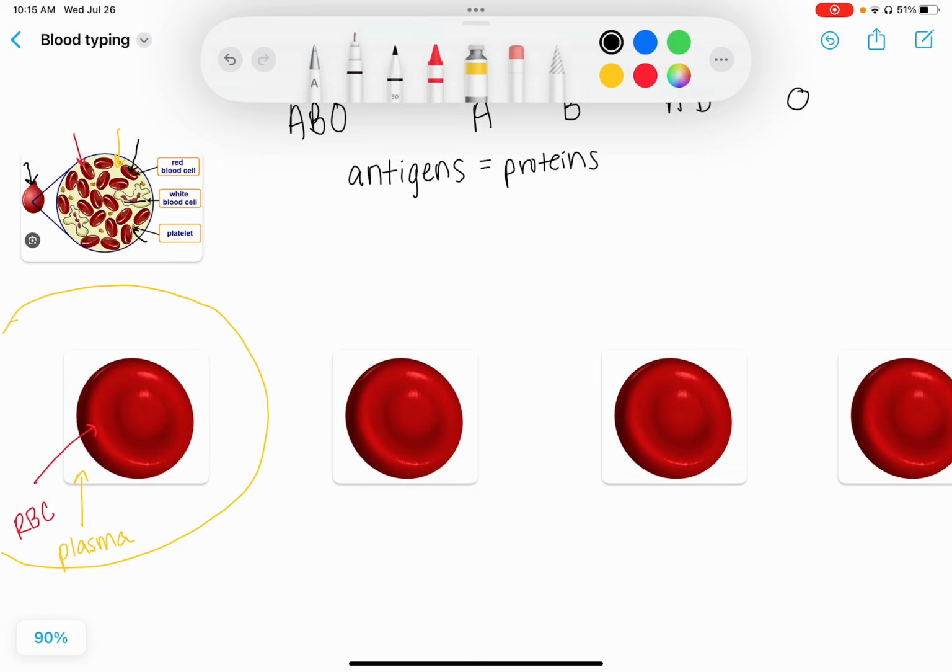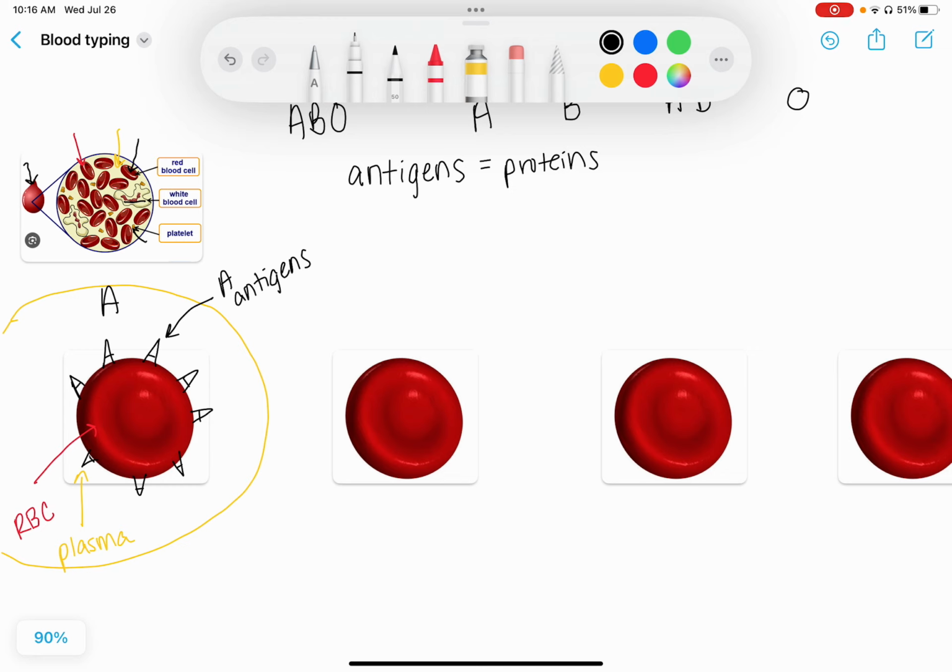Somebody that is A blood type has A antigens, or A proteins, on their red blood cells. Meaning this person has little receptors, little identifiers on their red blood cell that say, hey, my identity is A, and that is indicated by my antigens. I'll label that. Those are A antigens. If you are A blood, you only have A antigens.